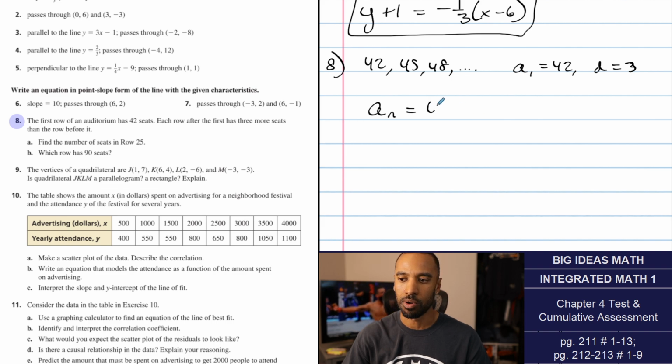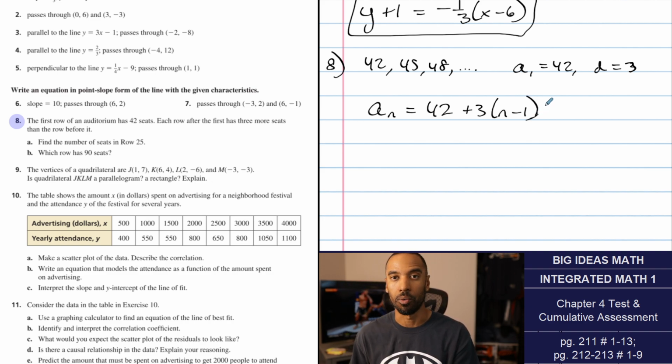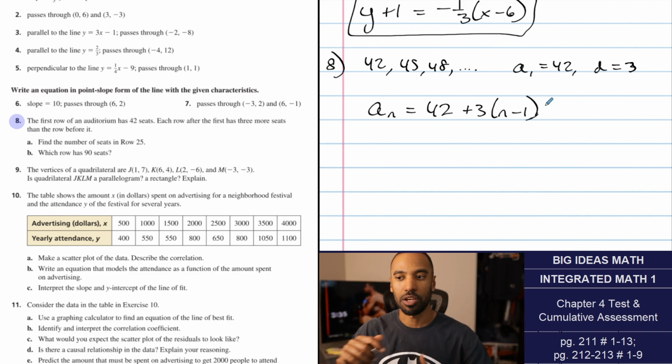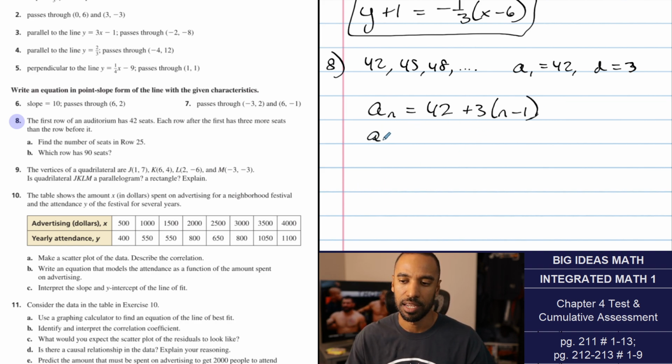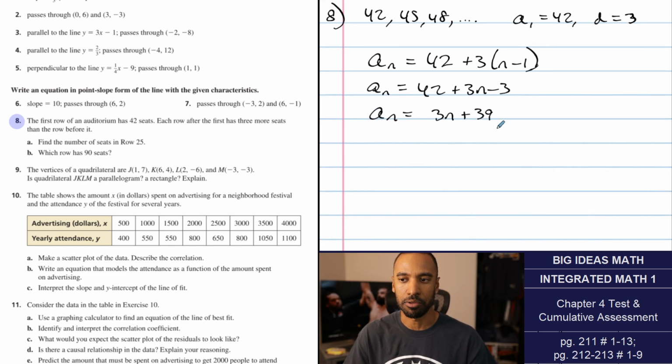A sub n equals 42 plus 3 times n minus 1. Now, this is a formula we've been using before. Did they ask us to write an equation? No. But they said, find the number of seats in row 25, and which row has 90 seats. So instead of recursively adding 3 each time till we get there, let's use this. Now I can simplify this if I distribute the 3 and then combine like terms, and I get 3n plus 39. So with this rule, we can now do the following.